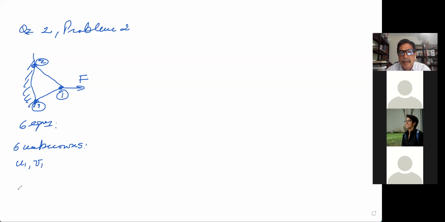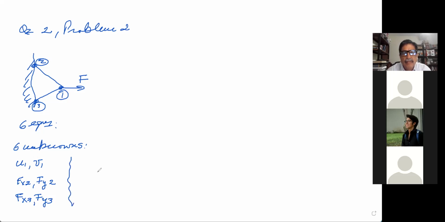The force. Exactly. The velocity. So, you know, Fx2, Fy2, and similarly in joint 3. So you do not know Fx3 and Fy3. You count and you see that you have 6 unknowns.